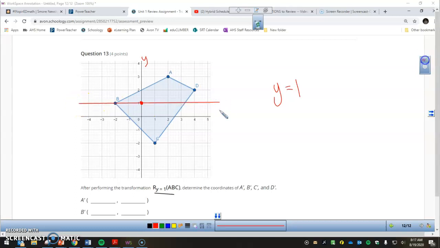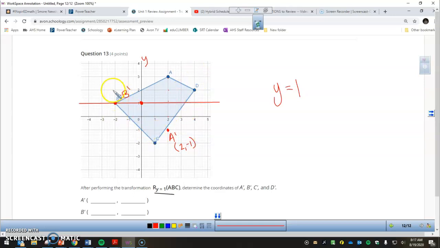Y equals 1. And if I reflect these points, first of all, you should notice that B falls right on there, so that means that B prime is going to stay there. Because if it's on the line of reflection, that's 0 units, so it's not going to move at all. With A, I got to go down 1, 2, so I'll go down 1, 2, so A prime will be right here, which is at 2, negative 1.